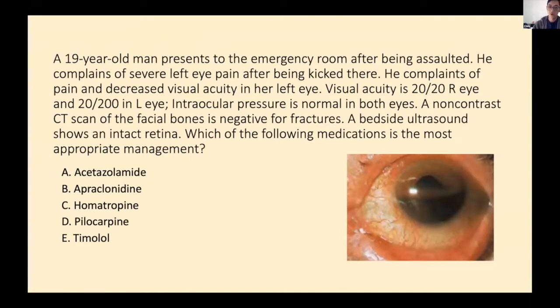Intraocular pressures are normal in both eyes. Non-con CT of the facial bones is negative for fractures. Ultrasound shows an intact retina. Which of the following medications is the most appropriate management?